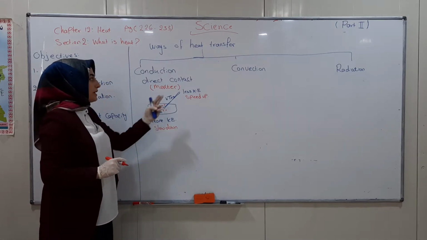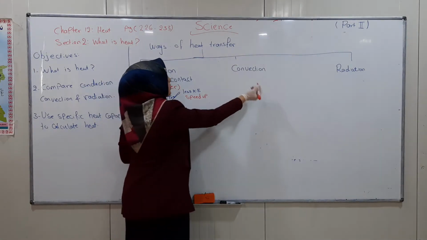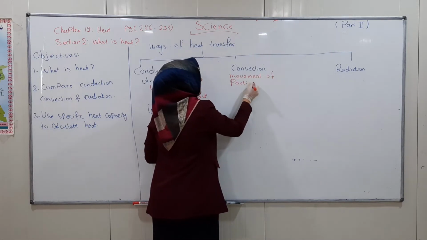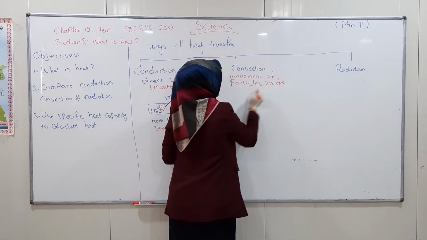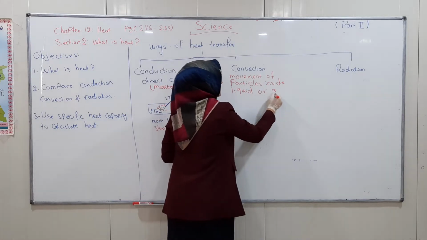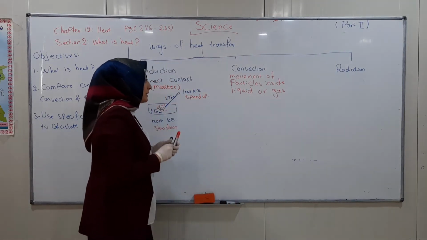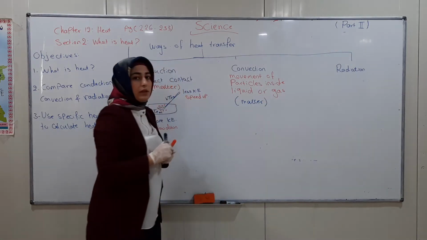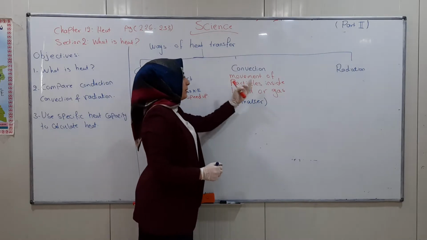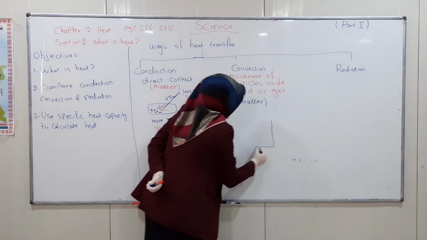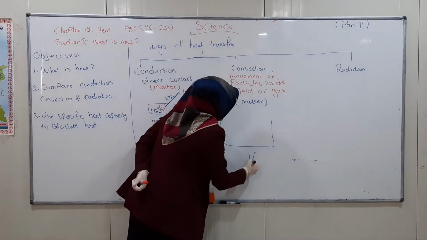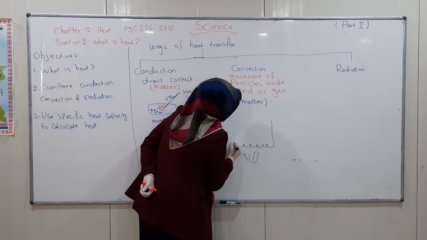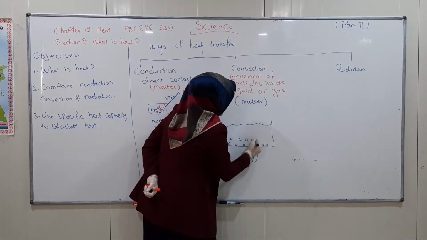Okay. The second one that we have is called convection. Convection is produced by the movement of particles inside liquid or gas. If we say inside liquid or gas, it means matter. So this way of transferring energy needs matter. For example, if you have a pan or container on the stove or fire, Bunsen burner, anything, filled with water.